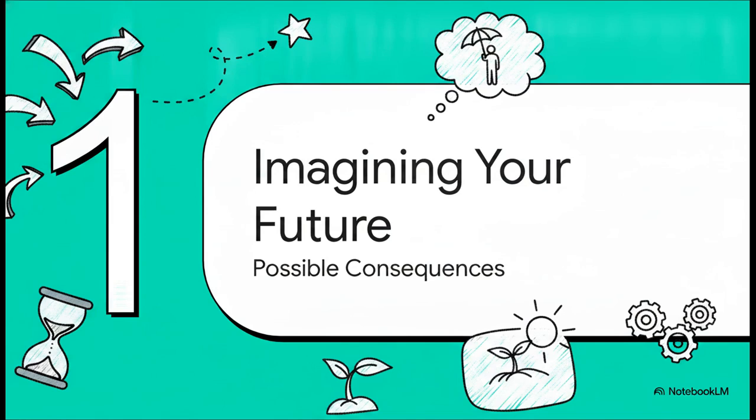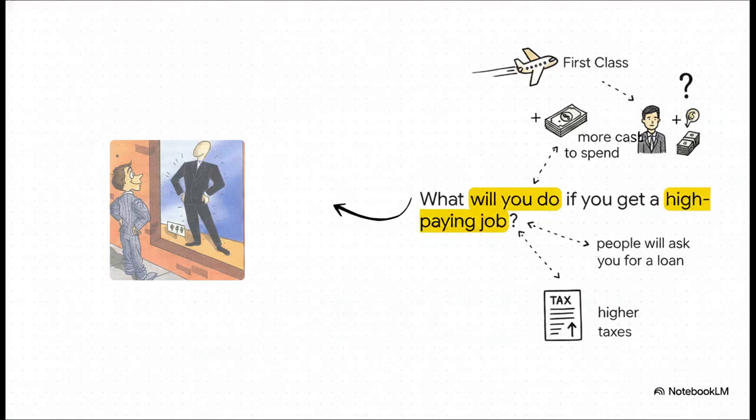Section 1. Imagining your future. So, picture a young professional looking at a fancy new suit. If you get a high-paying job, what are the actual, real consequences for your future? Well, if you get that job, you'll have more cash to spend, right? You'll be able to travel first class, but you might also end up paying higher taxes. We use the first conditional to link a present situation to a very real future consequence.